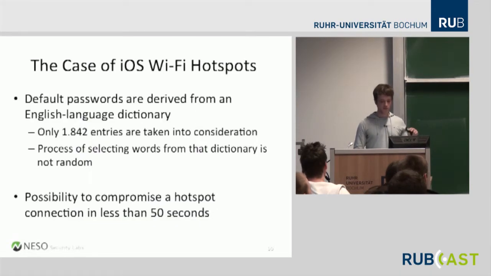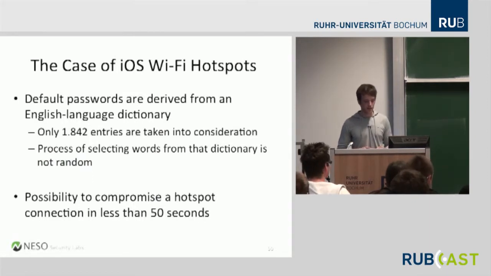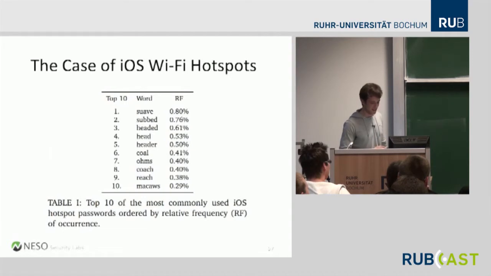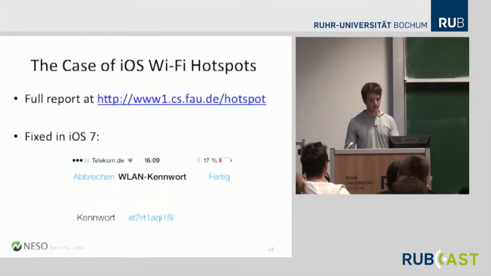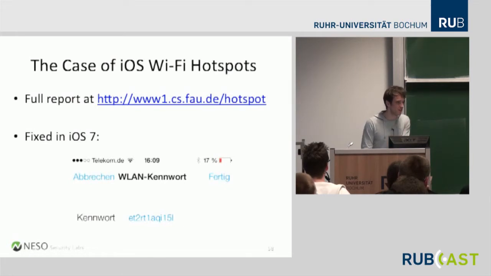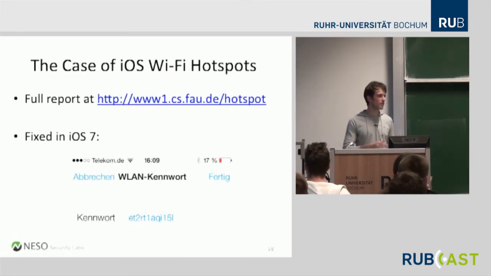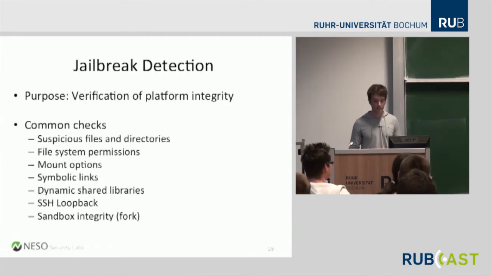So these two flaws gave us the possibility to compromise a hotspot connection in less than 50 seconds using graphics processing units after capturing a WPA handshake. So these have been the most frequent hotspot passwords in the wild. And for more information, refer to our website. This serves as a perfect example why it's always good advice to replace default initial passwords with user-defined strong passwords. By the way, we notified Apple about this flaw, and this was fixed in iOS 7. Within iOS 7, it looks like this right now. It looks quite more random than before. This is another use case of dynamic analysis, which we used just to retrieve those results. One more and last thing.